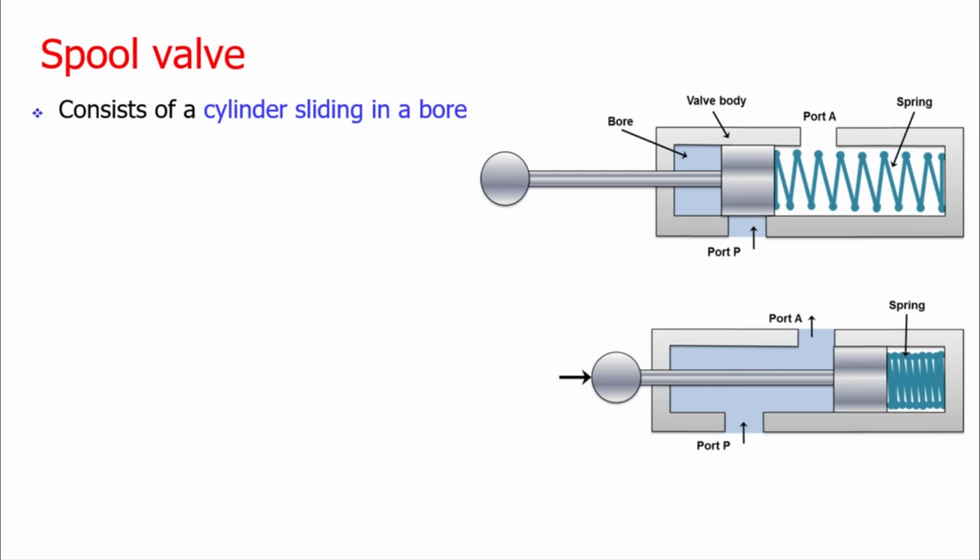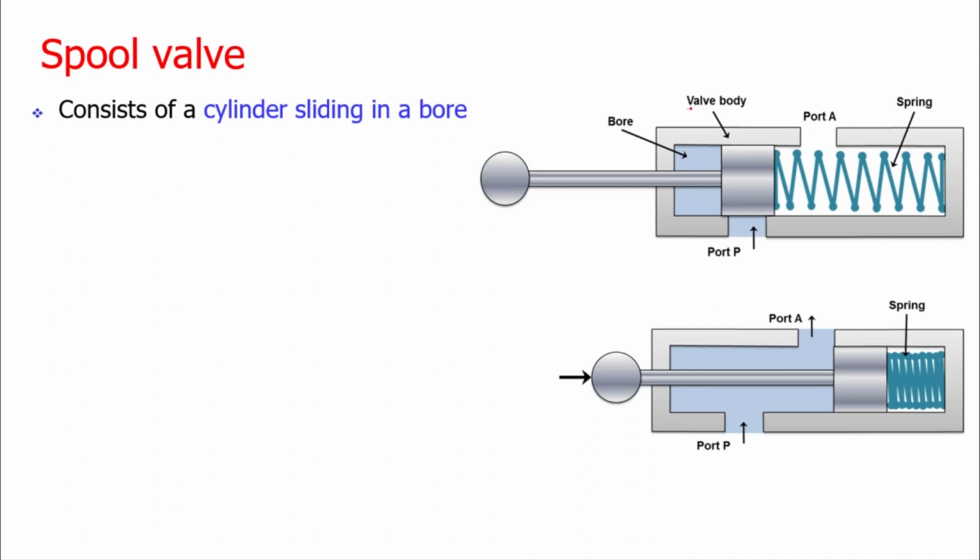The next type of valve is spool valve. The spool is nothing but a cylindrical element, and that cylinder is sliding inside a bore. A typical construction of the spool valve can be seen on your screen.